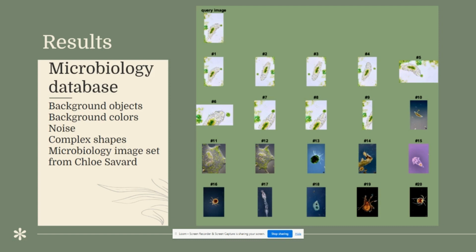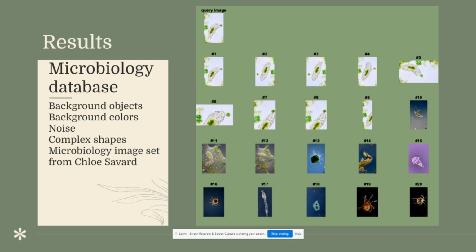So the microbiological database images were gathered from the online platforms of Chloe Savard, a microbiologist based in Montreal, Canada. These images were a little bit more difficult for a CBIR system to identify. As you can see, there's a lot more background images, a lot more diversity in the color, more noise, and more complex shapes than the other database that we had just been looking at.